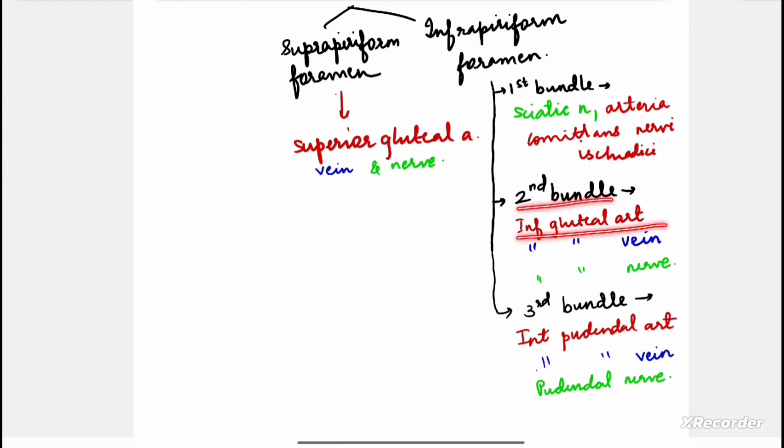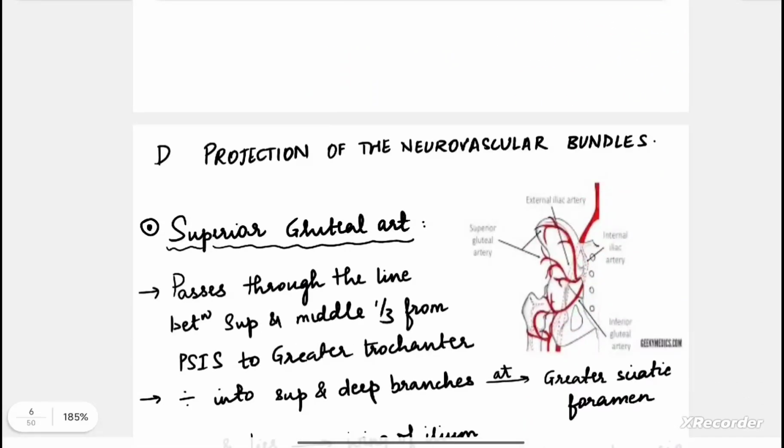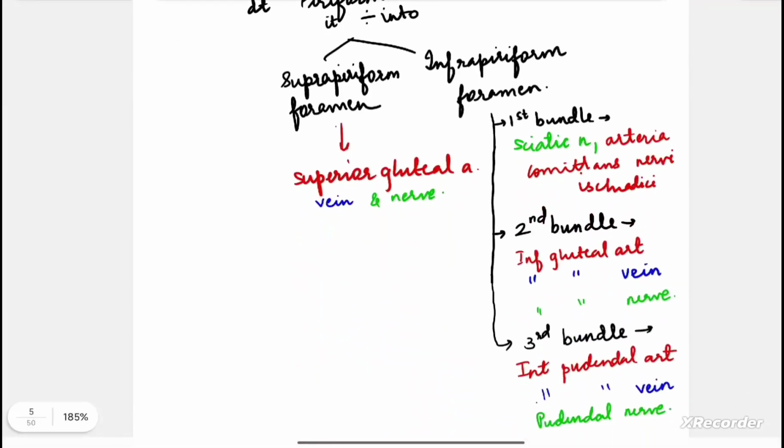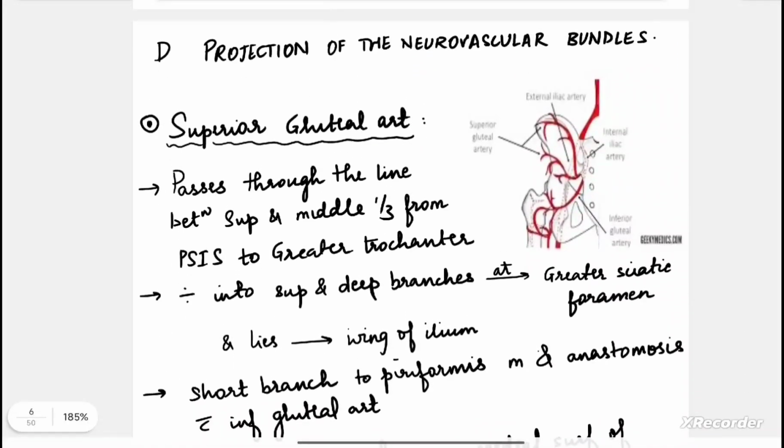The second bundle is the inferior gluteal artery, inferior gluteal vein and inferior gluteal nerve. The third bundle is the internal pudendal artery, internal pudendal vein and pudendal nerve. Now, these were about the foramen formed in the greater sciatic foramen, which is divided by the piriformis muscle. Next is the projection of the neurovascular bundles. The first is the superior gluteal artery.